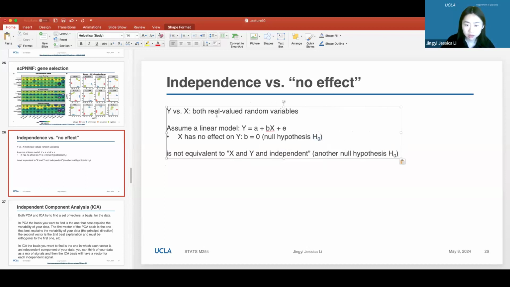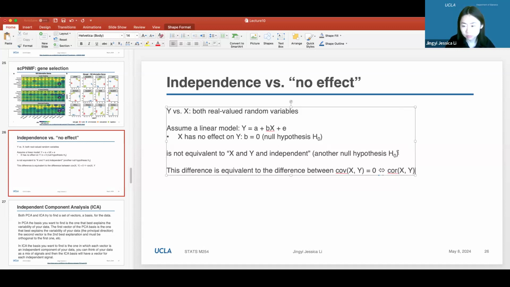This difference is equivalent to the difference between the correlation or covariance of X and Y being zero, which implies the correlation being zero, and X and Y being independent. This is something you might have learned in a probability class: correlation being zero or covariance being zero does not imply independence. So what is implied? Correlation being zero or covariance being zero does imply this.